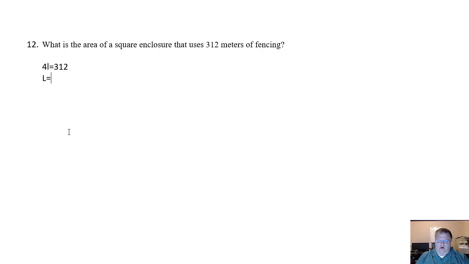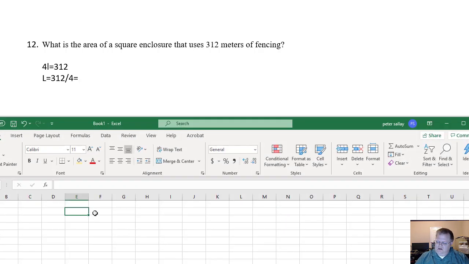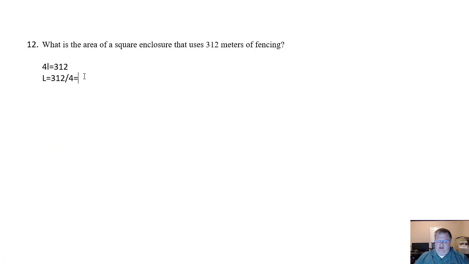So what do I need to do to the 312? I need to divide that by 4. And so I'm going to pull up a calculator here, Excel. 312 divide 4, yay, and I get 78.